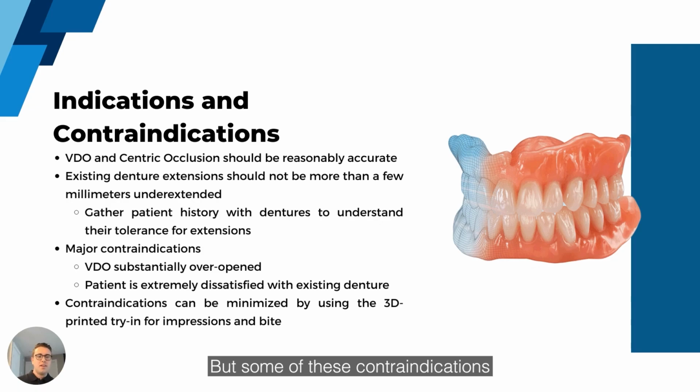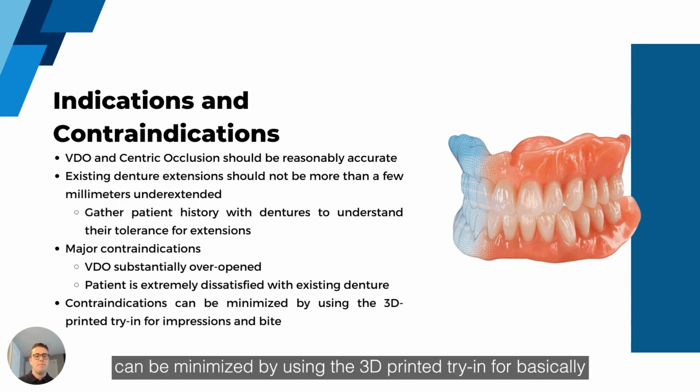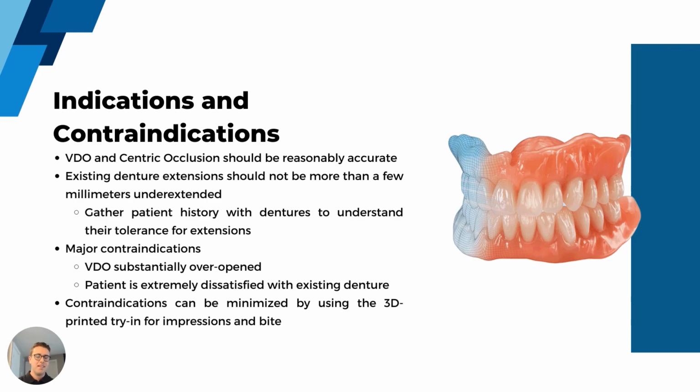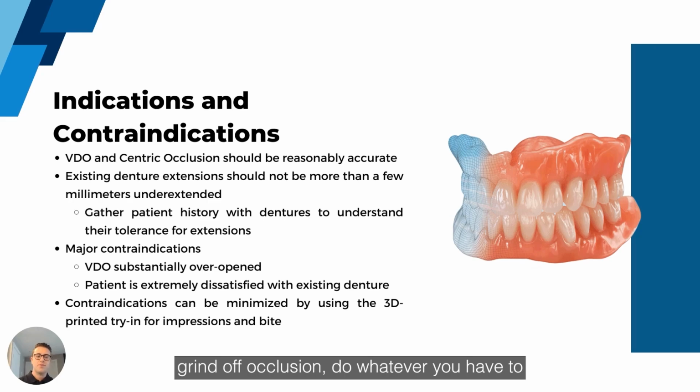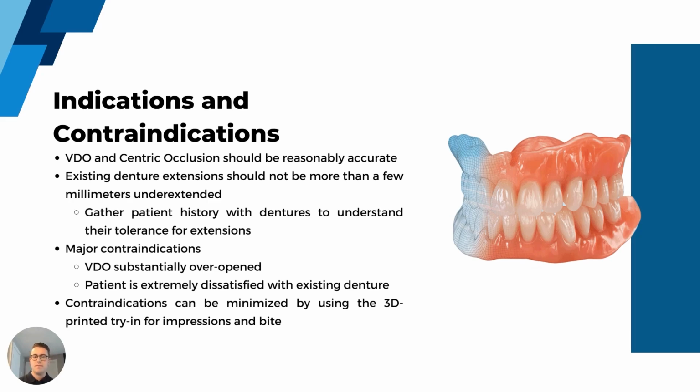But some of these contraindications can be minimized by using the 3D printed try-ins for basically another reference denture technique at the second appointment, because then you can more aggressively alter those dentures, grind off occlusion, do whatever you have to do to get a better bite and better impressions.